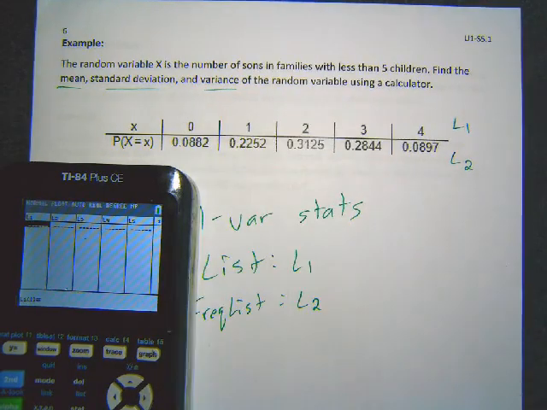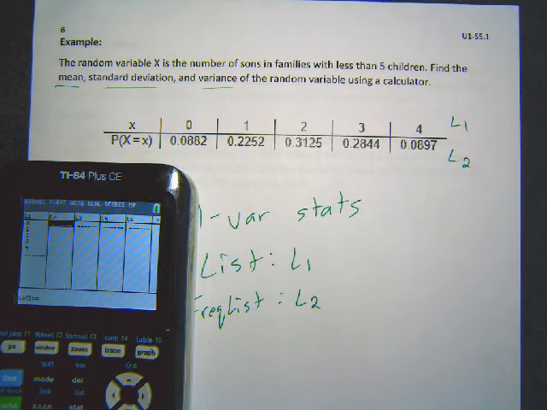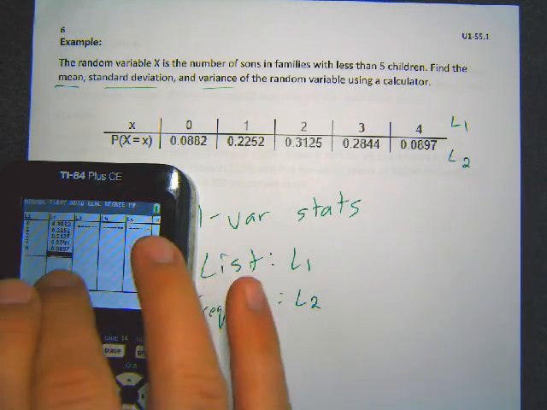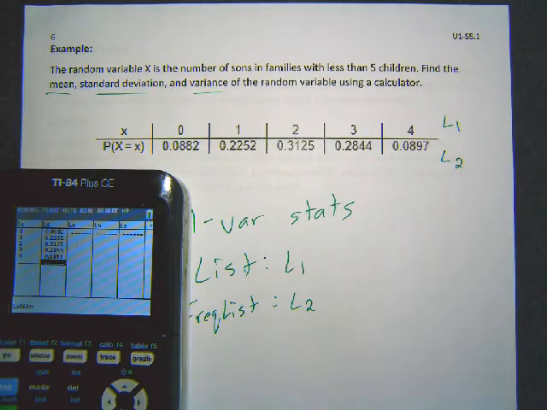Okay, type in my values. I get 0, 1, 2, 3, 4. Then type in the probabilities, so the percentages, so I get 0.0882, 0.2252, 0.3125, 0.2844, 0.0897. Okay, so those are my percentages and my values. Again, they should match up, be the same length. That means you're doing it right.